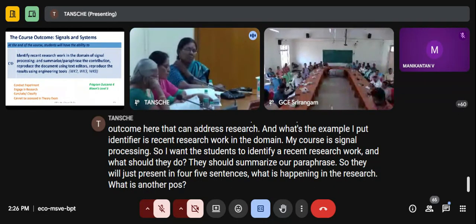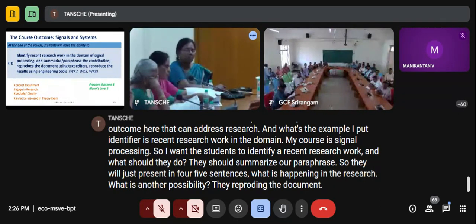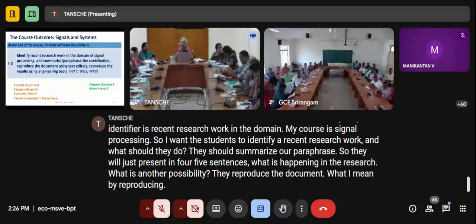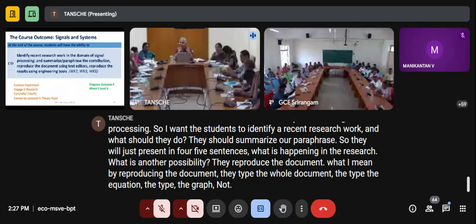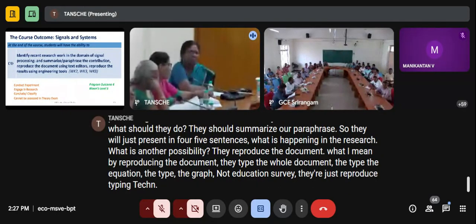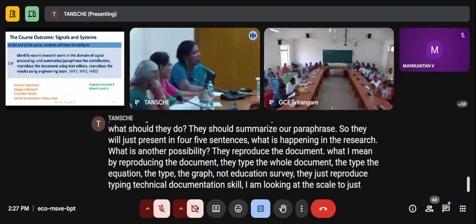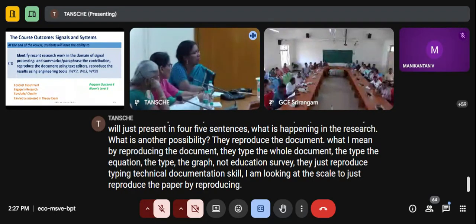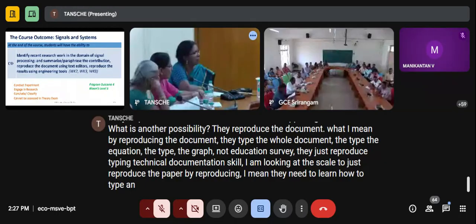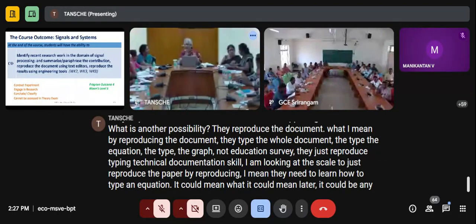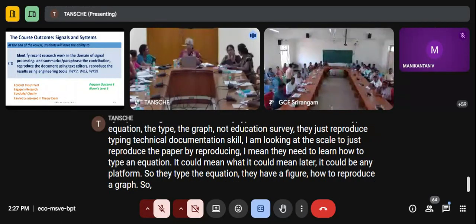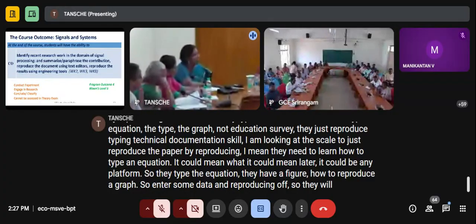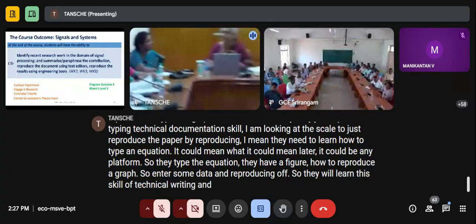What is another possibility? They reproduce the document. What I mean by reproducing the document is, they type the whole document, they type the equations, they type the graph. Not a literature survey. They just reproduce it by typing, a technical documentation skill. I'm looking at the skill to just reproduce the paper. By reproducing, I mean they need to learn how to type an equation. It could be in Word, it could be in LaTeX, it could be any platform. They have a figure, so how to reproduce a graph: enter some data and reproduce the graph. So they will learn the skill of technical writing and technical documentation.